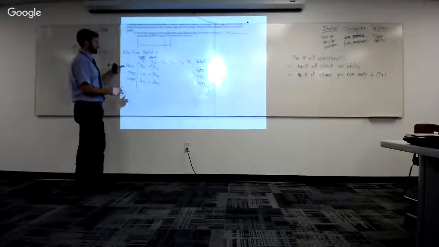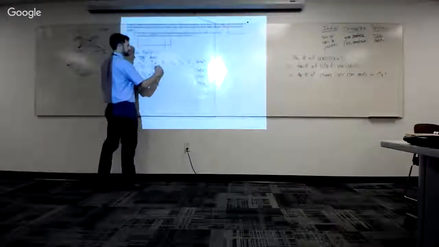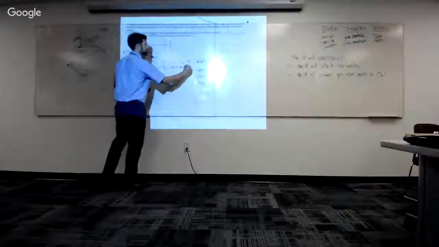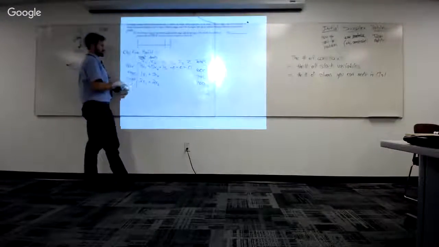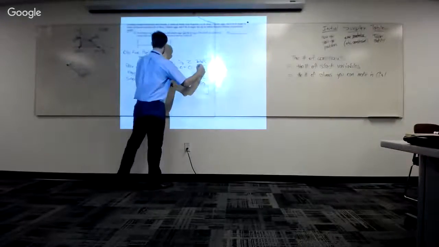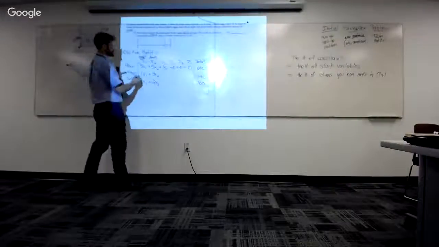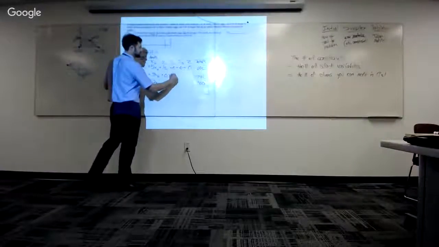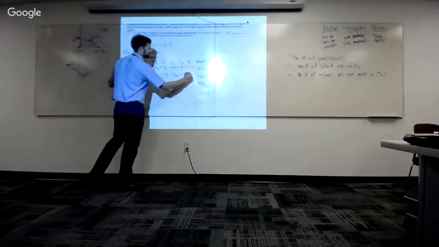So my flour constraint is going to be plus 1 S1 plus 0 plus 0 plus 0. And that's equal to 600. And then my egg constraint is going to be 1x1 plus 3x2 plus 0 plus 1s2 plus 0 plus 0.